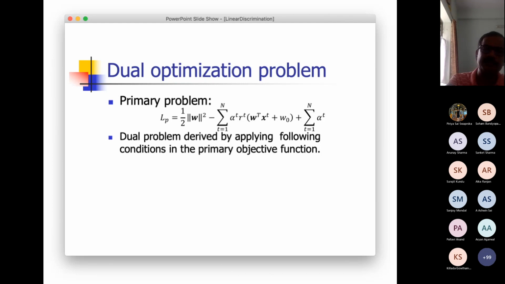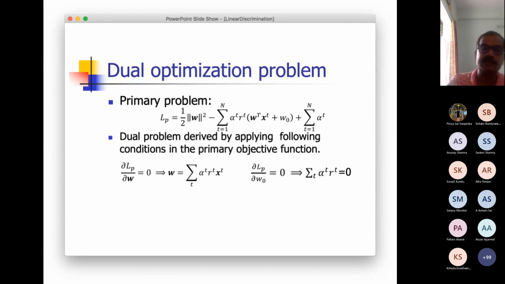So the dual optimization problem is formulated in this way: if I apply these conditions, now you will replace this part, right? That means this W can be replaced by this. Before that, I will make some simplifications of W itself. As you can see already, alpha t, r t, and x t, this itself has W. So I can represent it also as W transpose W, right? It's a summation term also.